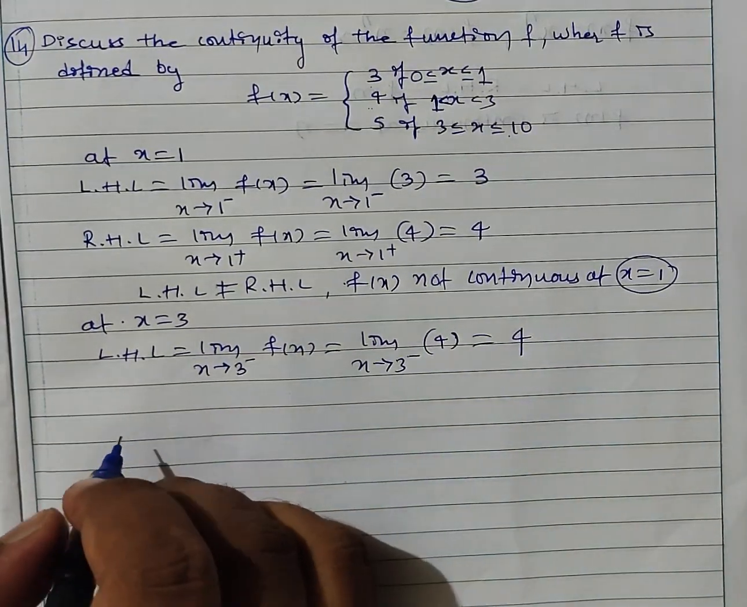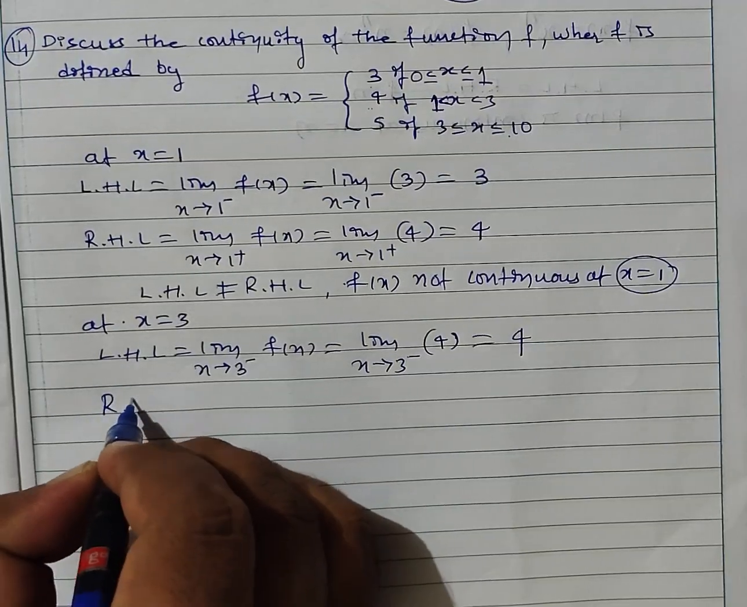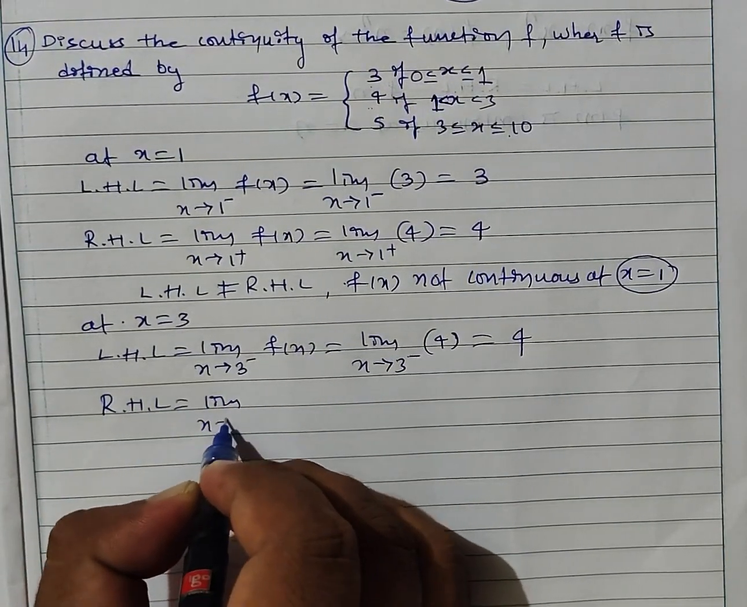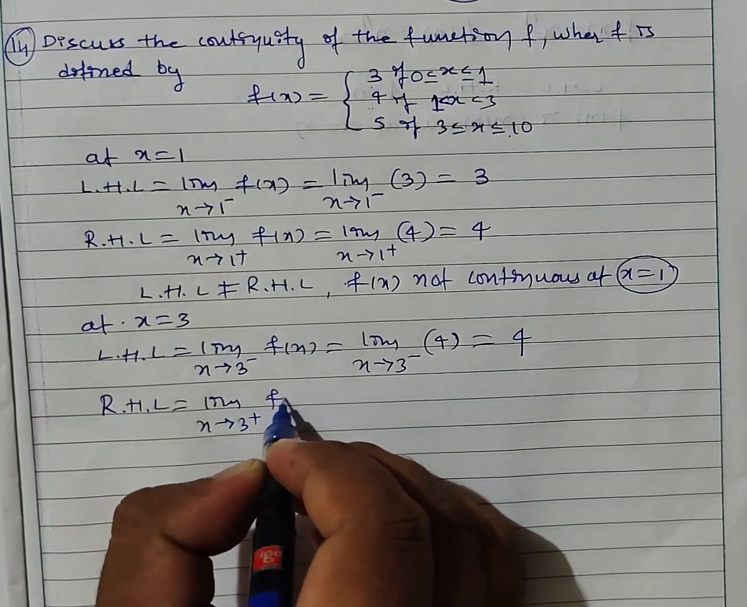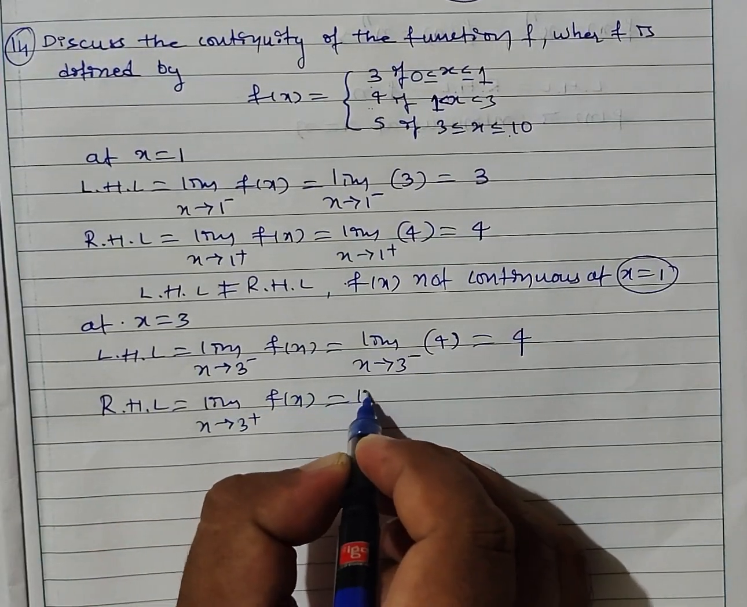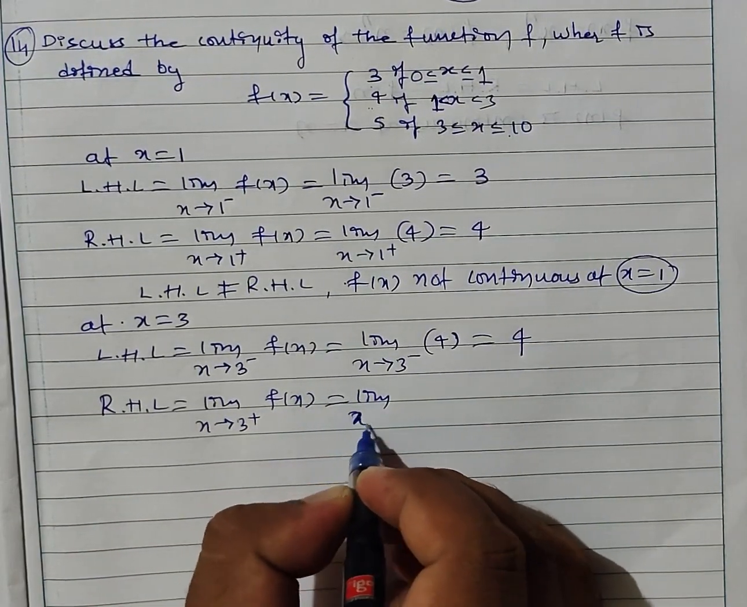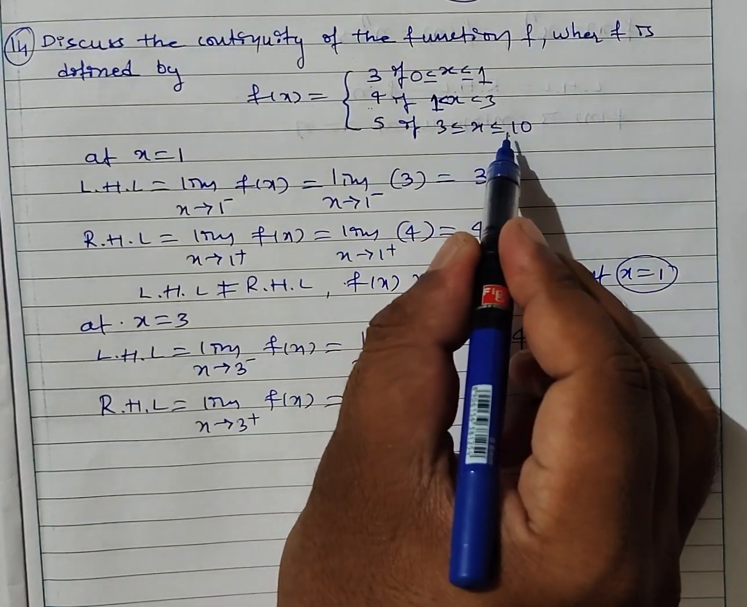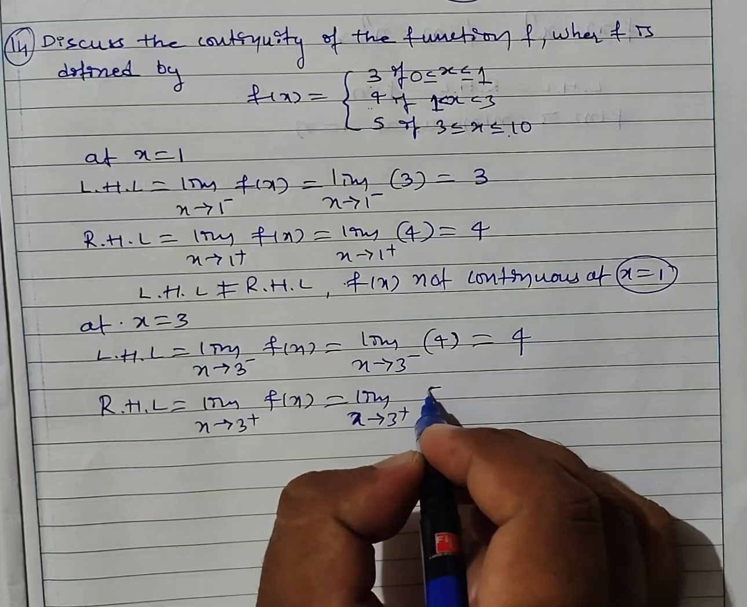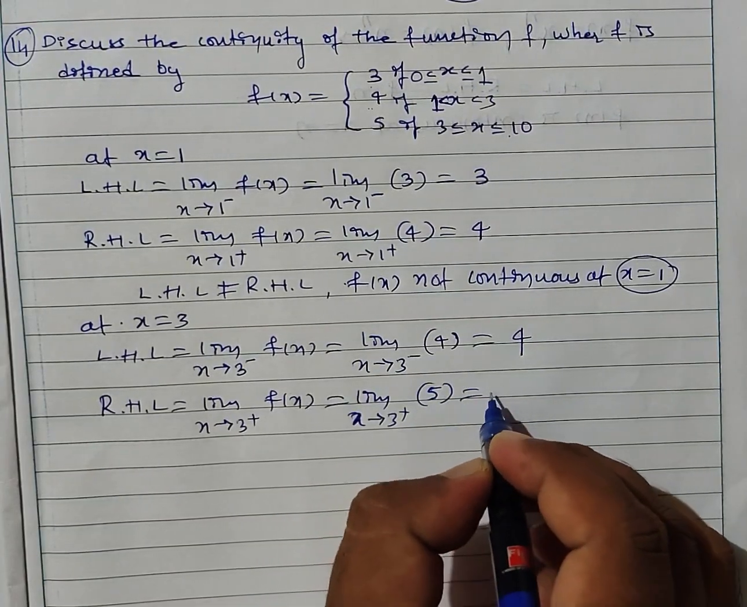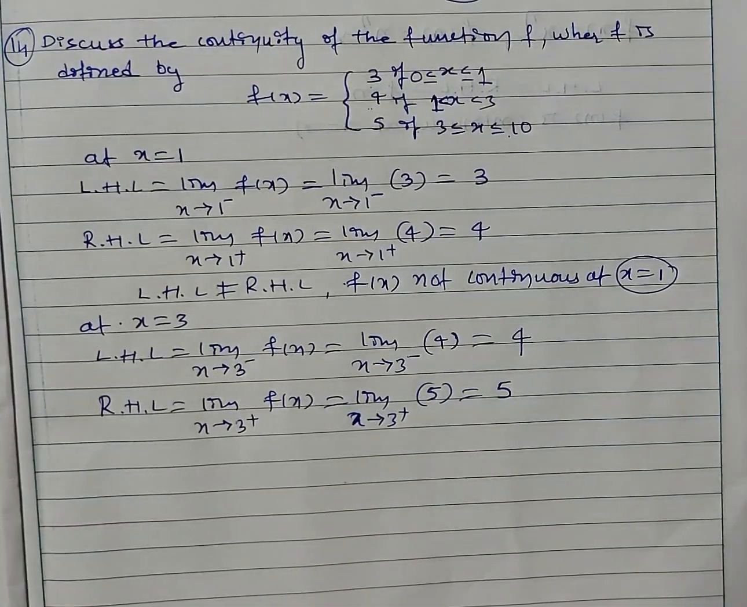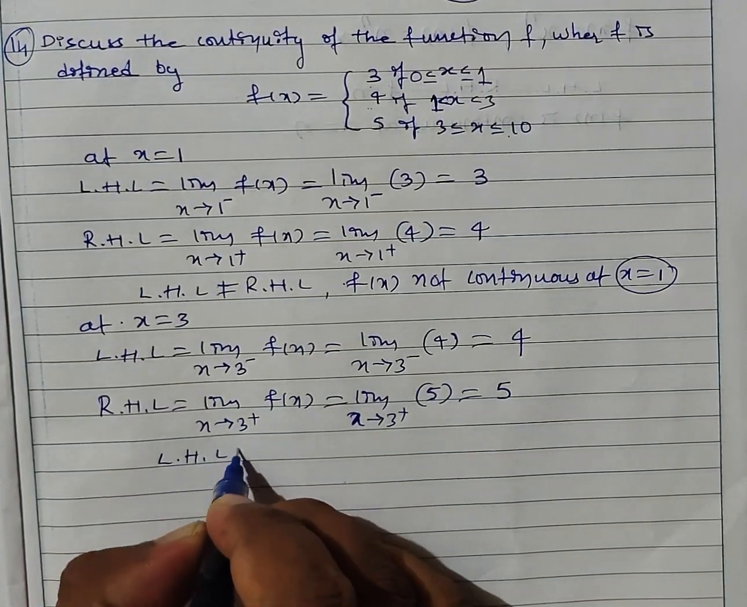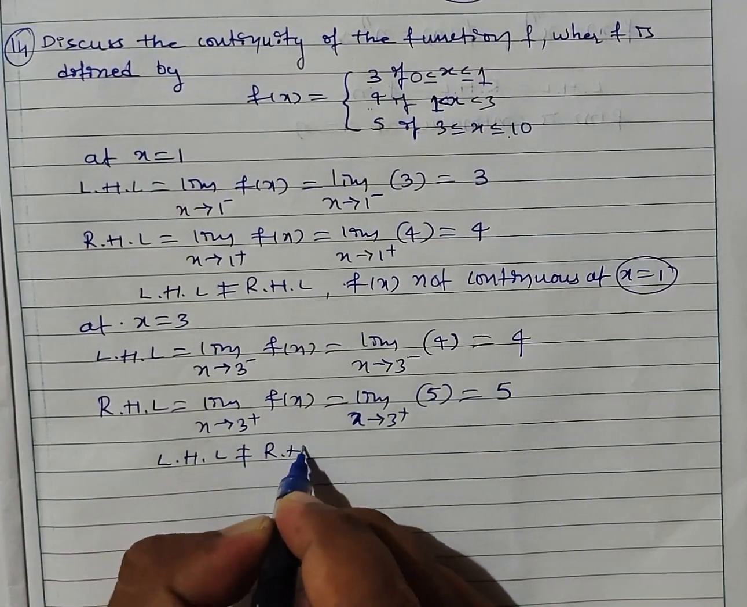Okay. What about right hand limit? Right hand limit is equal to limit x tends to 3 plus f of x equal to limit x tends to 3 plus. 3 plus means what? Greater than 3. For greater than 3 the function is 5. So what is the limit of the constant function? Constant, equal to 5. So here what happened? Left hand limit is not equal to right hand limit.